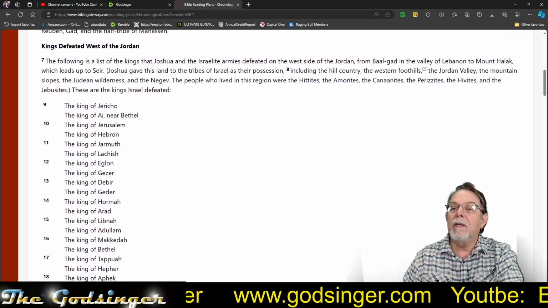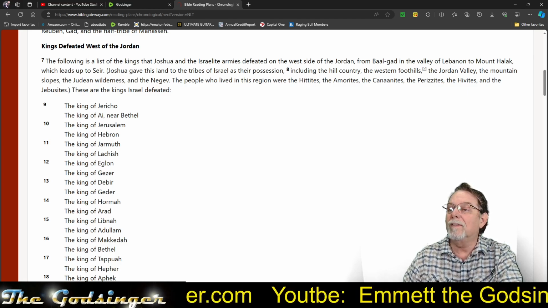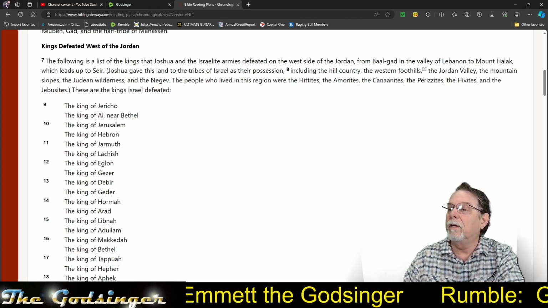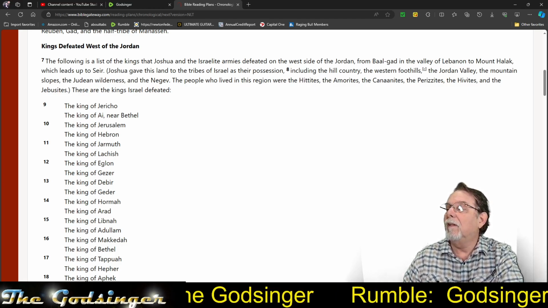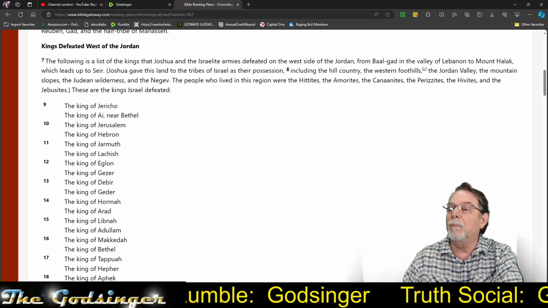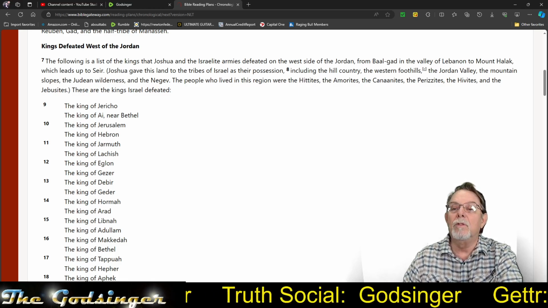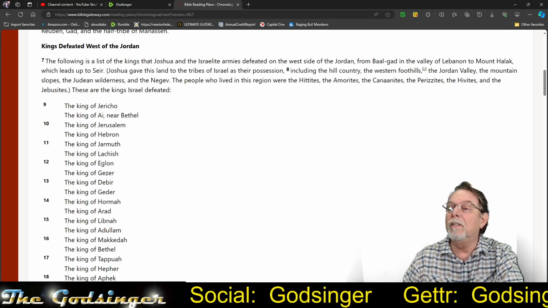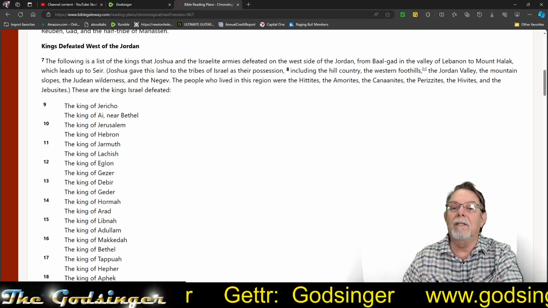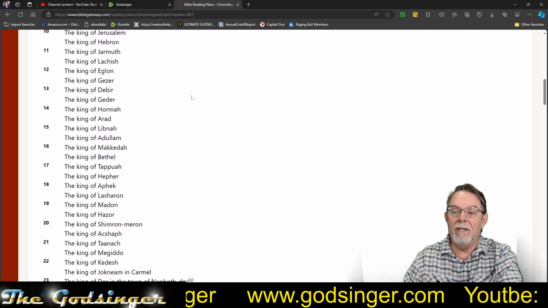The following is a list of the kings that Joshua and the Israelite armies defeated on the west side of the Jordan. Okay, so that was the east side, and this is the west side after they crossed over here. From Baal Gad in the valley of Lebanon and Mount Halak, which leads up to Seir, Joshua gave this land to the tribes of Israel as their possession, including the hill country, the western foothills of Jordan Valley, the mountain slopes, the Judean wilderness, and the Negev. The people who lived in this region were the Hittites, Amorites, Canaanites, Perizzites, Hivites, and the Jebusites. These are all the kings Israel defeated.